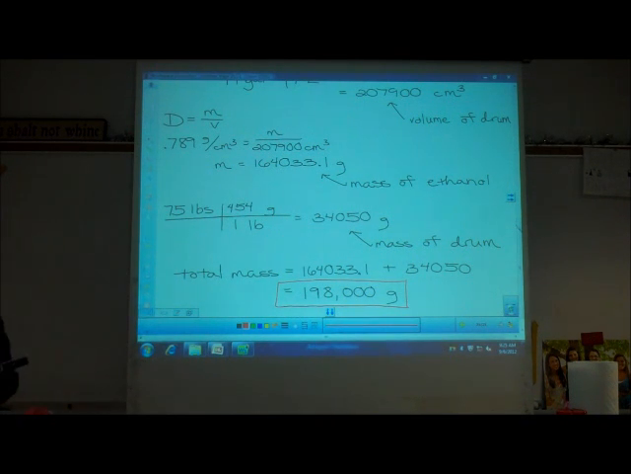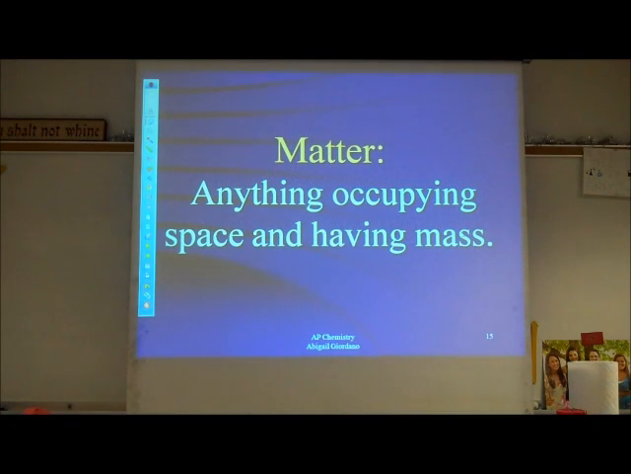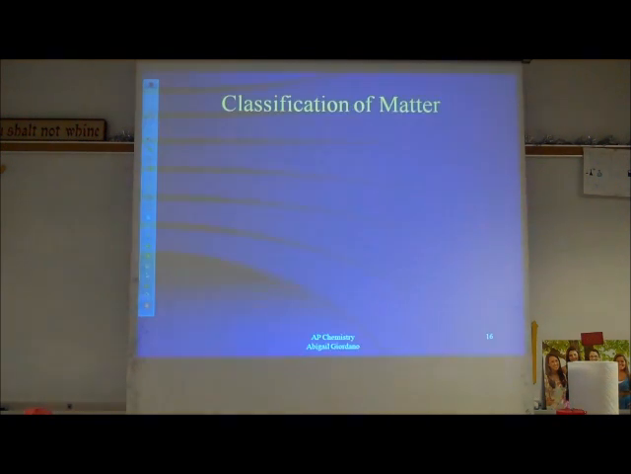All right, let's finish up this chapter. The end of chapter 1 is just on matter, mostly a vocabulary review. Matter, anything that occupies space and has mass, that includes gases. Many people think gases don't have mass. They do. Okay?